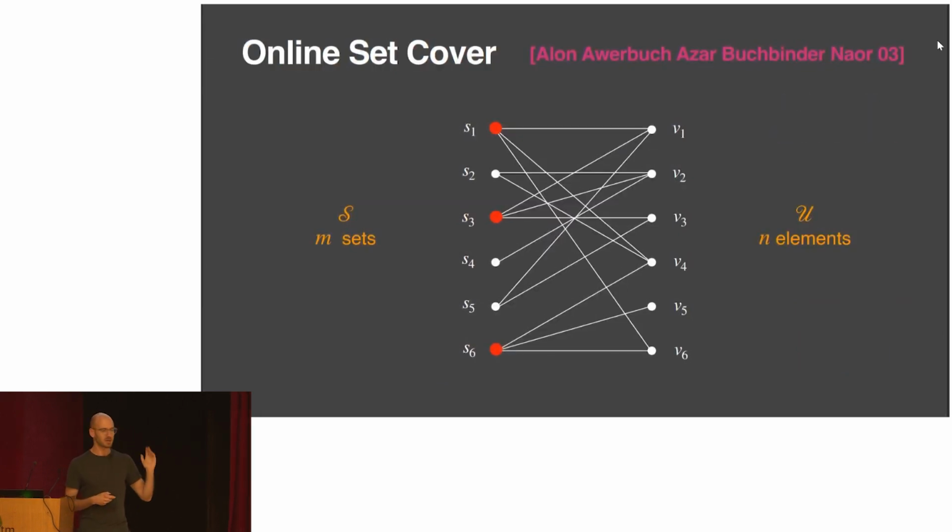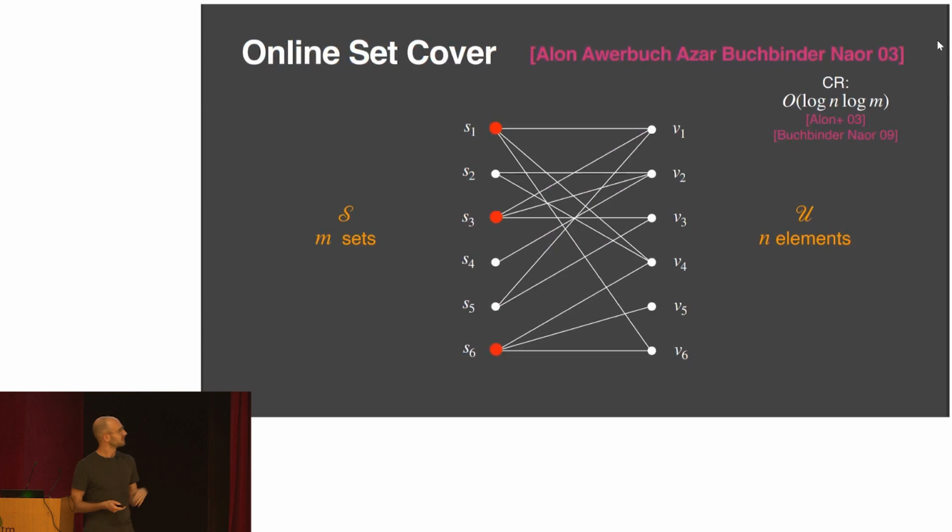And the goal in this game is that the total number of sets that you pick over the course of this process be not too much more than the offline solution to the set cover problem if you had full information and infinite computing power. So are the rules of the game clear? Great. So what can you do here? It's clearly at least as hard as the offline version.